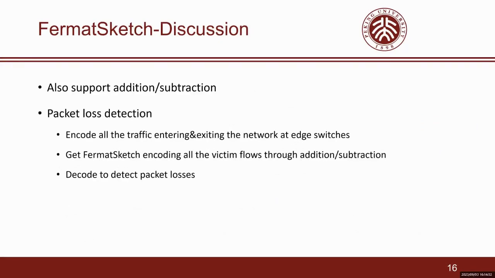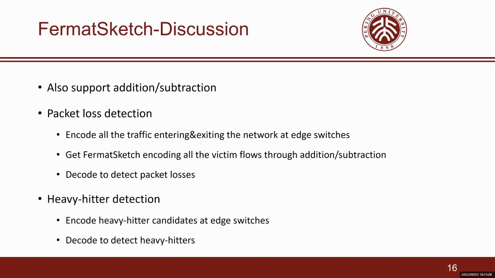For packet loss detection, we can deploy FermatSketches on edge switches to encode all the traffic entering and exiting the network. Then we can get a FermatSketch encoding all the victim flows through addition and subtraction, and finally decode that sketch to detect packet losses. For heavy hitter detection, we can deploy FermatSketches on edge switches to encode heavy hitter candidates, and then decode those sketches to detect heavy hitters.